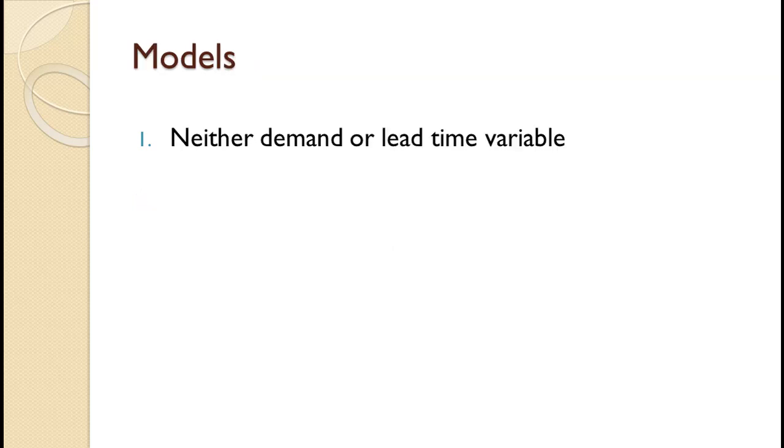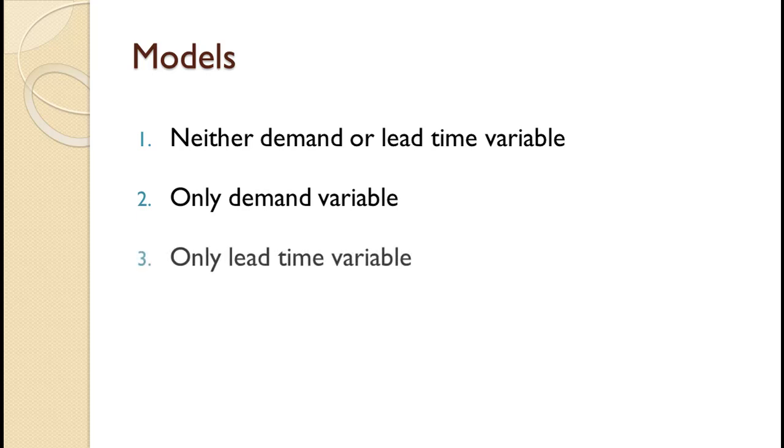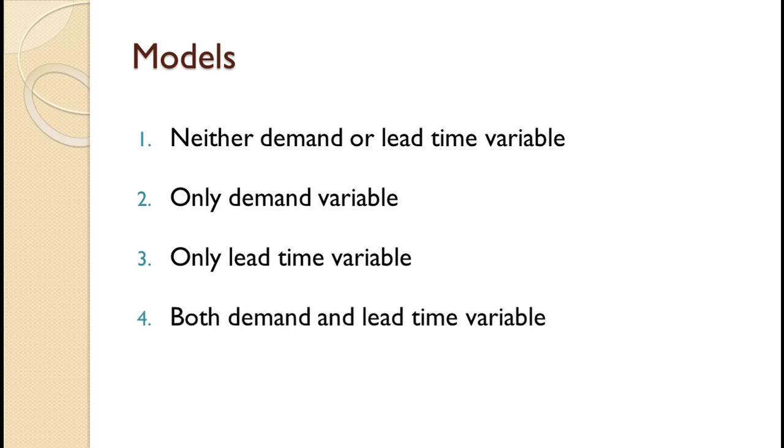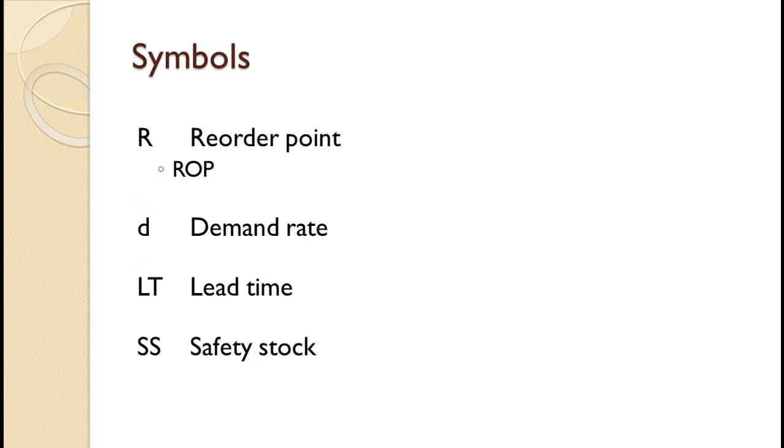We will be looking at four different models. 1. Neither demand nor lead time is variable. This is the simplest model. It is a deterministic model. 2. Only demand is variable. In some textbooks, this is the only variable model that is covered. 3. Only lead time is variable. And 4. Both demand and lead time are variable.